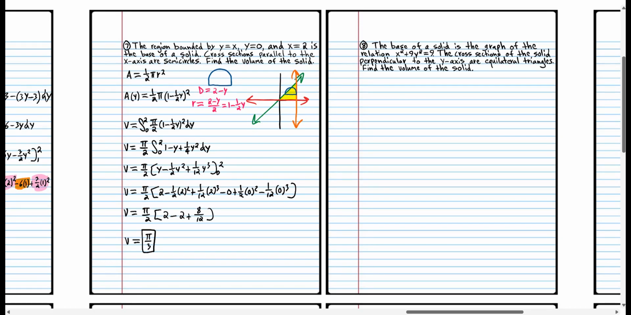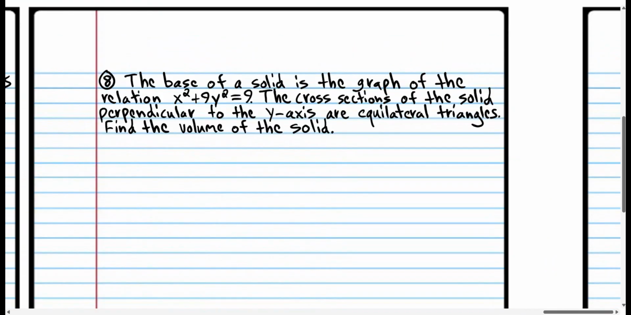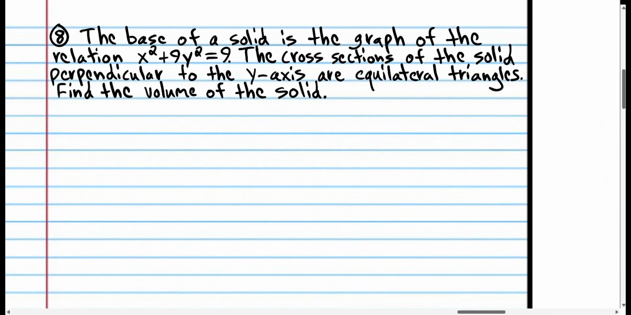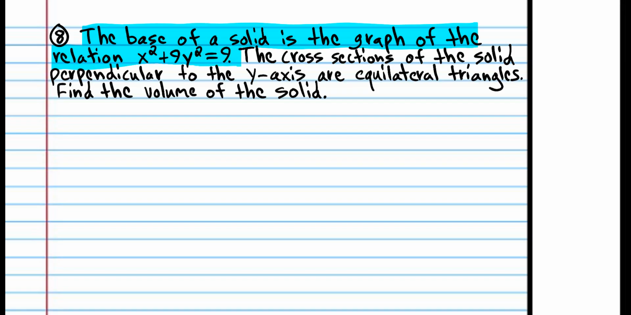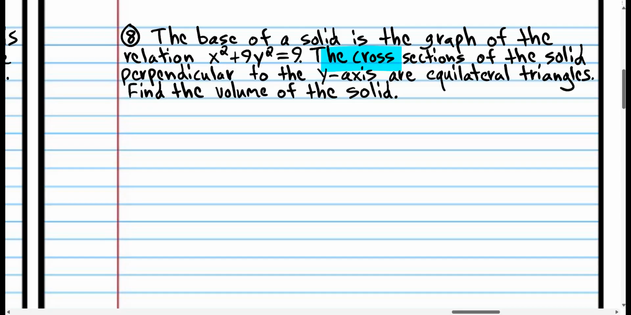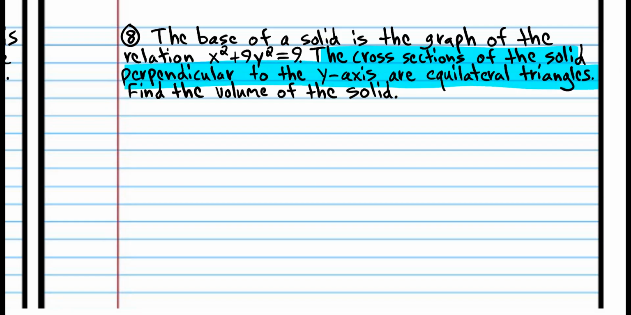Okay, so let's do another problem where we have to use a dy integral. It says the base of a solid is the graph of the relation x squared plus 9y squared equals 9. The cross sections of the solid perpendicular to the y-axis are equilateral triangles. Find the volume of the solid.